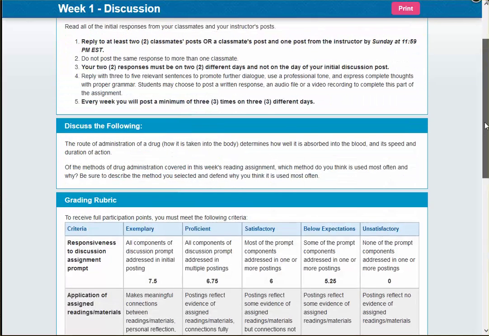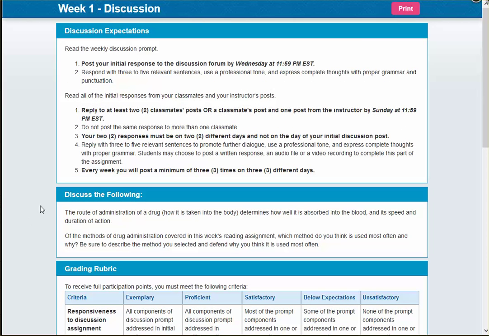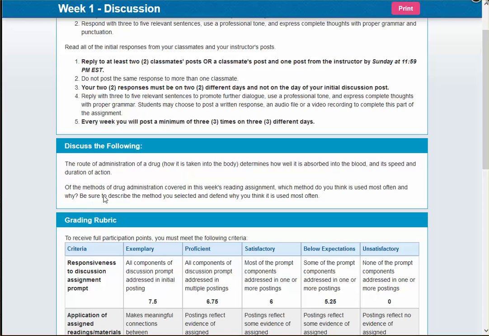So let's look at the discussion prompt for this week. It states, the route of administration of a drug, which means how it's taken into the body, determines how well it is absorbed into the blood and its speed and duration of action. Of the methods of drug administration covered in this week's reading assignment, which method do you think is used most often and why? Be sure to describe the method you selected and defend why you think it's used most often.